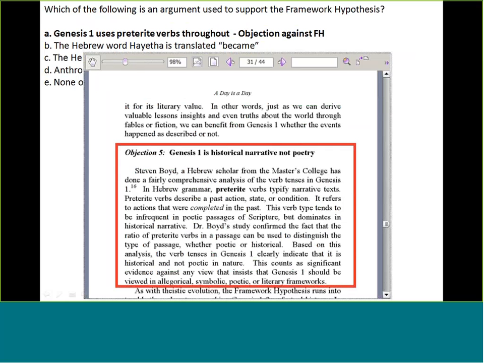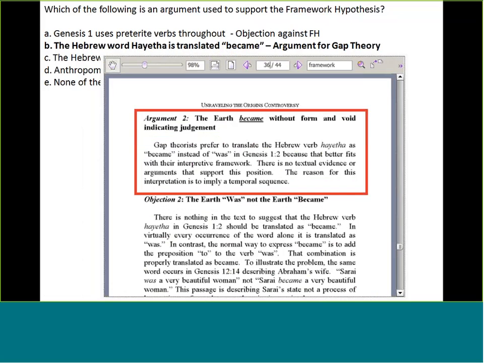The first one, that Genesis 1 uses preterite verbs throughout, is actually an objection against the framework hypothesis. In the chapter, A Day is a Day, here it is, objection 5, Dr. DeWitt talks about how the fact that preterite verbs are used in Hebrew grammar argues against the framework hypothesis that everything in Genesis 1 is an allegory. So this could not be the correct answer.